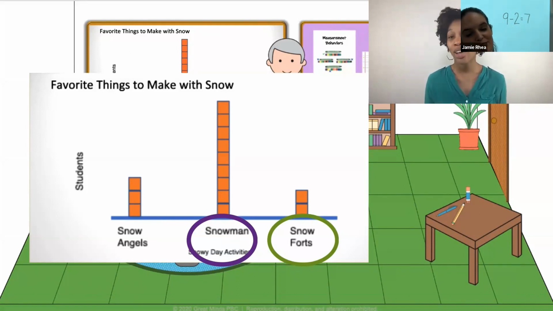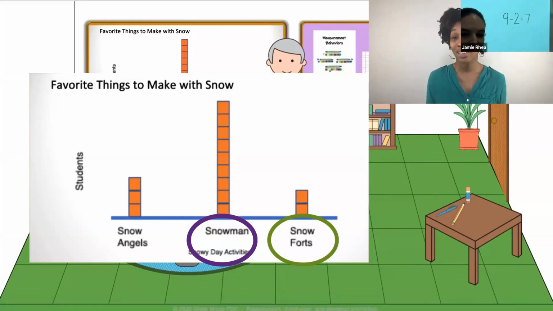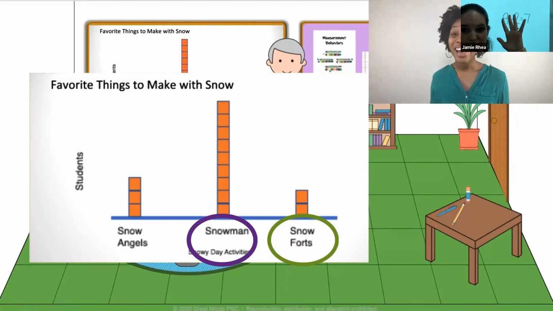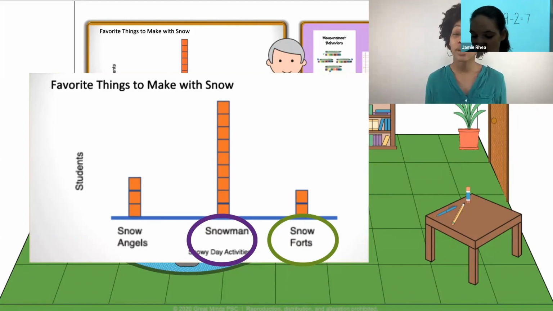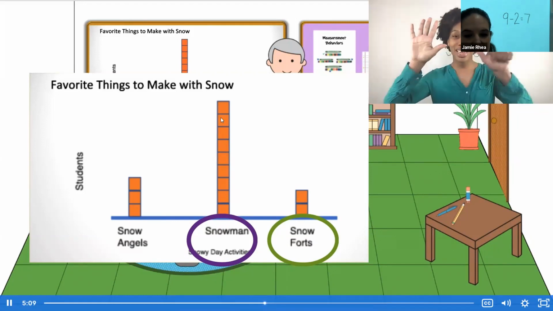What are some strategies that we can use to figure out how many more people rather build a snowman than a snow fort? Take a moment to think. Go ahead. Tell me what you're thinking. We said we could subtract. We could count up how many snowmen are left after we take 2 away. We could count on. A lot of people say that we can count on from 2 until we get to 9. Let's do that together. Get ready. 2, 3, 4, 5, 6, 7, 8, 9.